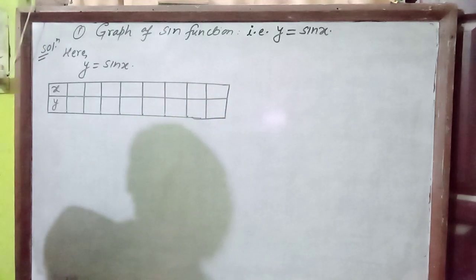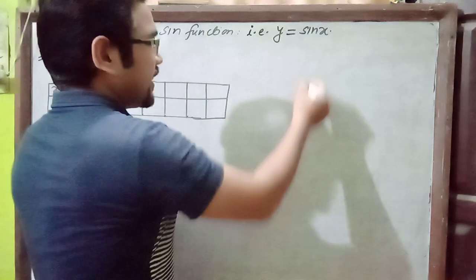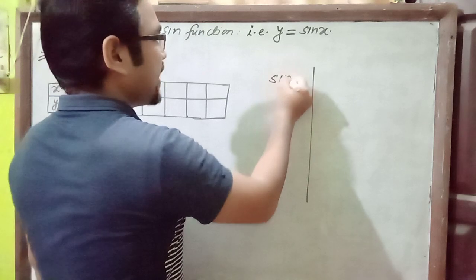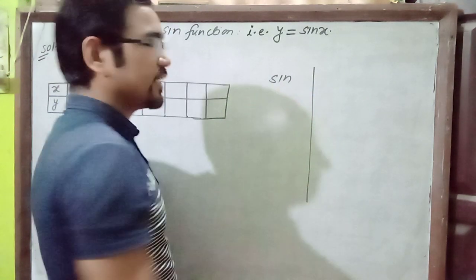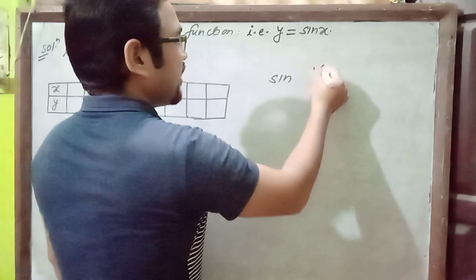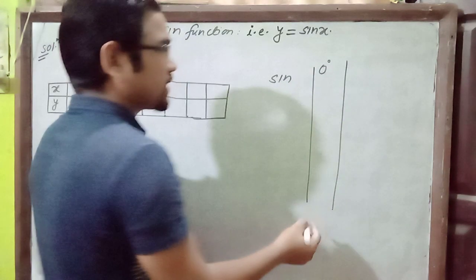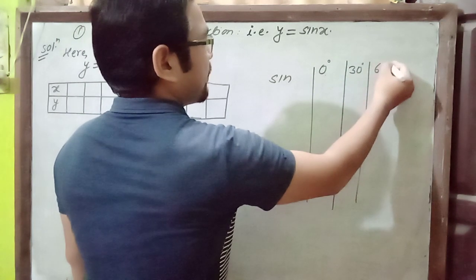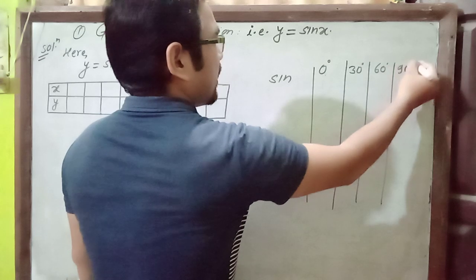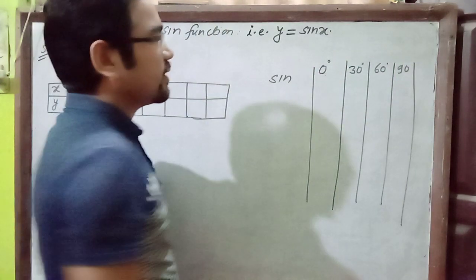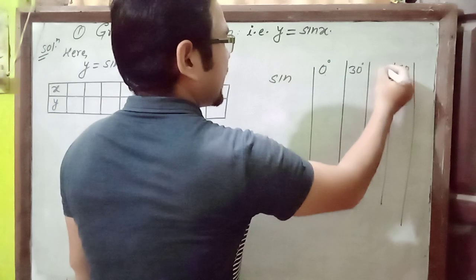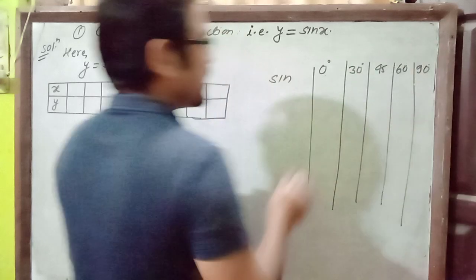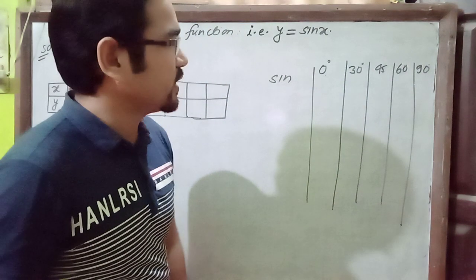Okay, the box is made. Everyone knows that sine is a trigonometric function, a trigonometric ratio, and here we know the standard angles. We have discussed this in the previous classes: 0 degree, 30 degree, 45 degree, 60 degree, 90 degree, and like this many more. These are called standard angles in trigonometry.